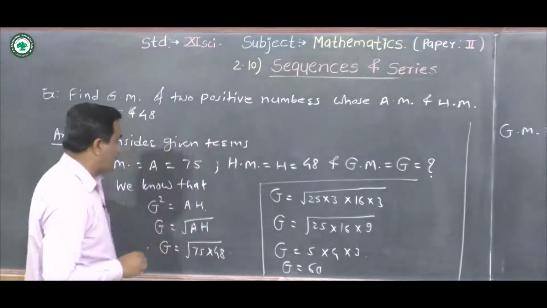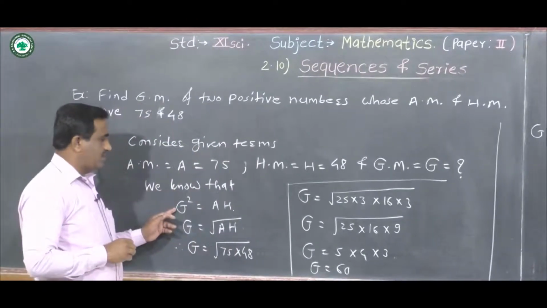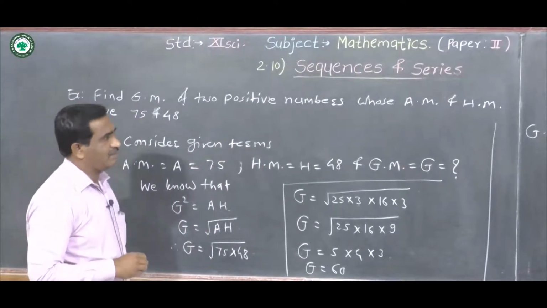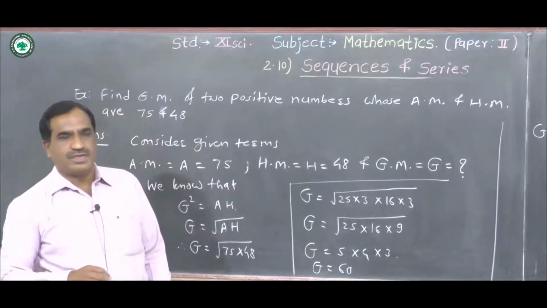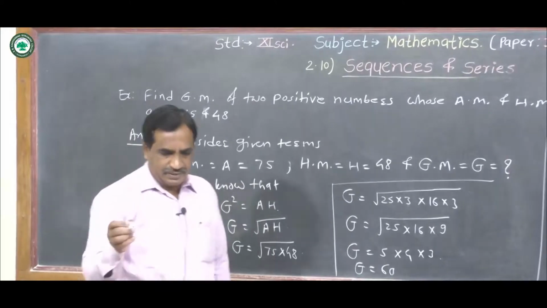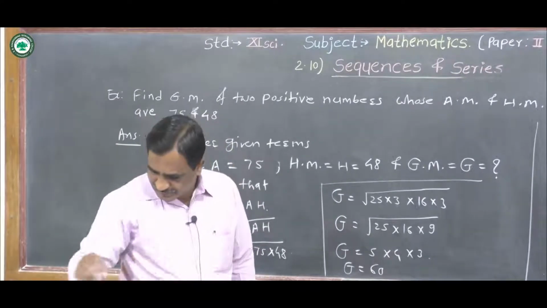Very simple. By using this result G square equal to H, we can find the geometric mean, and geometric mean G is equal to 60. Okay. Now we see next example here.